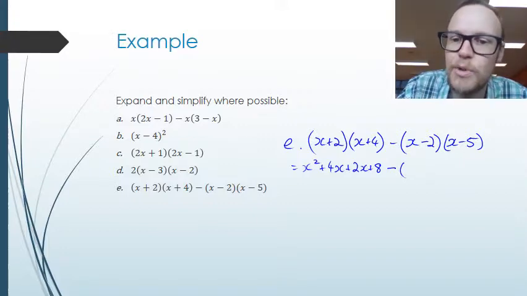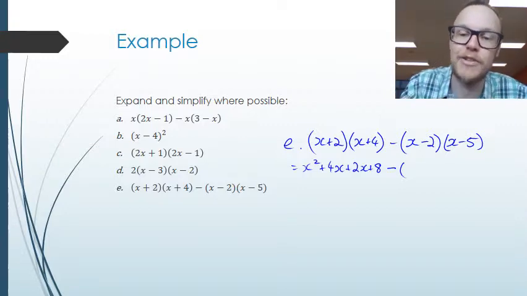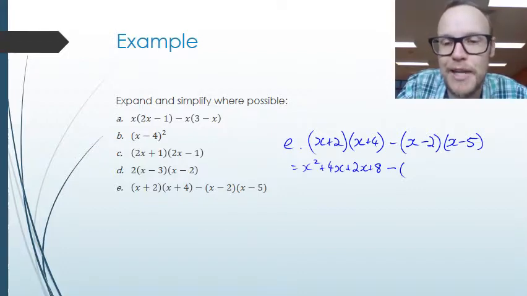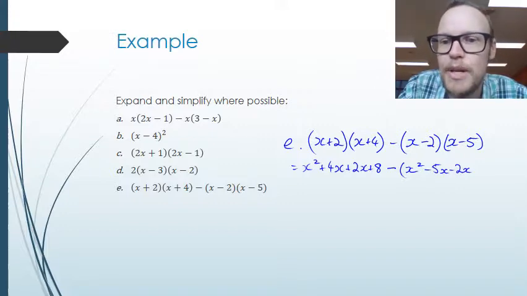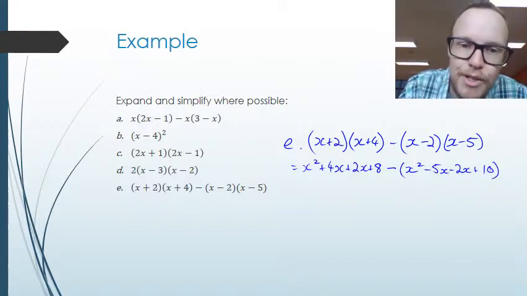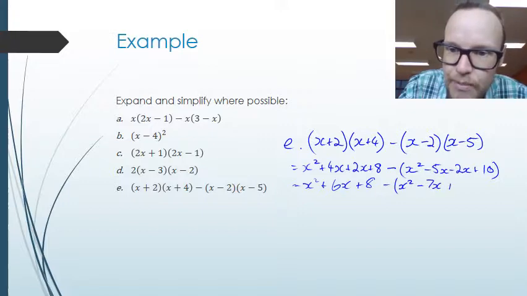Now, as I said, I'm going to keep this whole last thing in brackets to ensure that I remember that I'm subtracting away the whole of that expression, that binomial expansion there. So I've got the x times the x, and that's the x squared. And then I've got x times minus 5, minus 5x, minus 2 times x, minus 2x, and minus 2 times negative 5 is plus 10 there. So simplifying in this next section, 2x's plus 4x's is 6x, plus 8, minus x squared minus 7x plus 10.